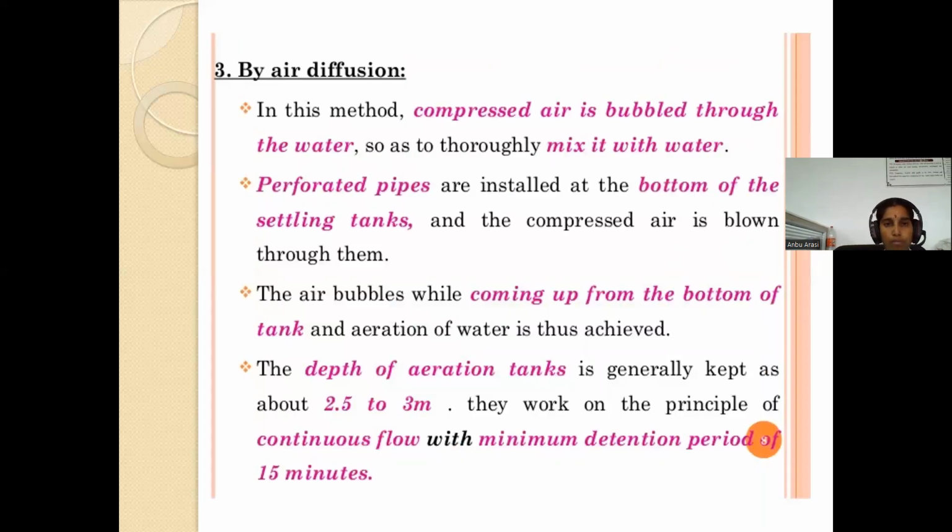Next, by air diffusion method. In this method, compressed air is bubbled through the water so as to thoroughly mix it with water. Perforated pipes are installed at the bottom of the settling tanks and the compressed air is blown through them. The air bubbles come up from the bottom of the tank and aeration of water is thus achieved. The depth of aeration tanks is generally kept about 2.5 to 3 meter. They work on the principle of continuous flow with minimum detention period of 15 minutes.